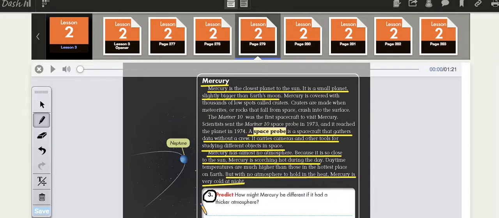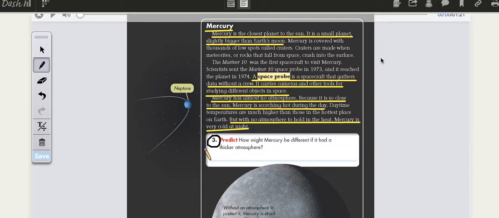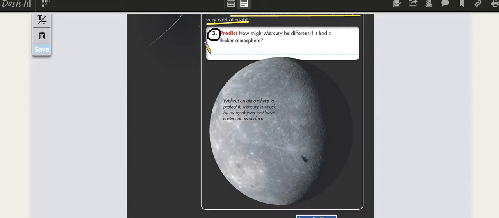Okay, to move on, we're going to start talking about the inner planets. We said that Mercury is the first inner planet. It is the closest planet to the Sun. It's a small planet. It's slightly bigger than the Earth's moon. And this is how Mercury looks.